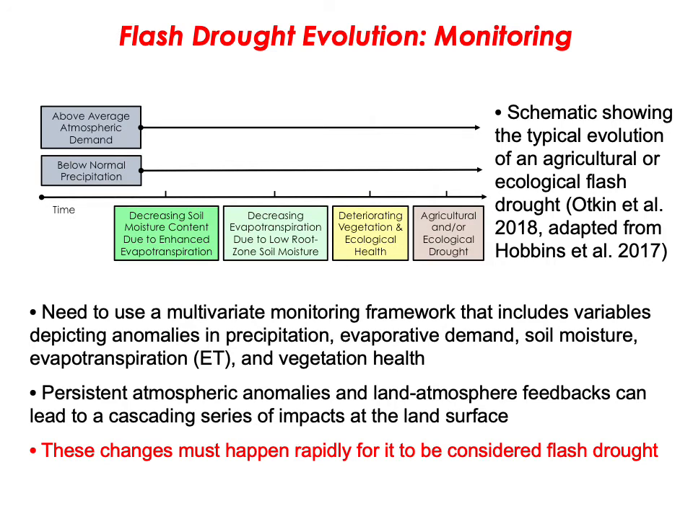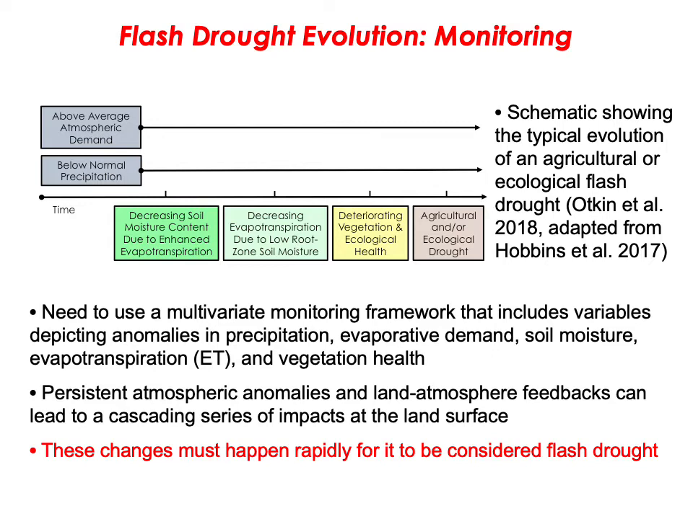So I'm going to start out with a schematic that shows the typical evolution of flash drought from the perspective of vegetation impacts associated with agricultural and ecological drought. To capture the evolution of this type of flash drought, it's necessary to use a multivariate monitoring framework that includes a set of variables depicting anomalies in precipitation, evaporative demand, soil moisture, evapotranspiration, and vegetation health. The schematic shows how a multi-week period of elevated atmospheric demand, along with below normal precipitation, can lead to a series of cascading impacts at the land surface.